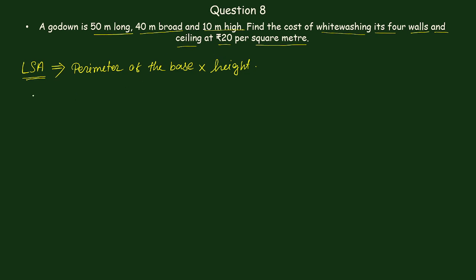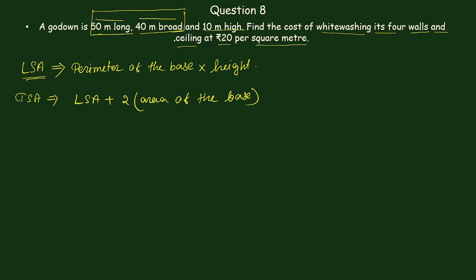Okay, and there is something called total surface area. Total surface area, that is lateral surface area plus 2 into area of the base. Okay. Now in this question, the base is, see, 50-meter long, 40-meter broad. That means rectangle, right? Rectangle 50-meter long and 40-meter broad. So perimeter of the base will be what?